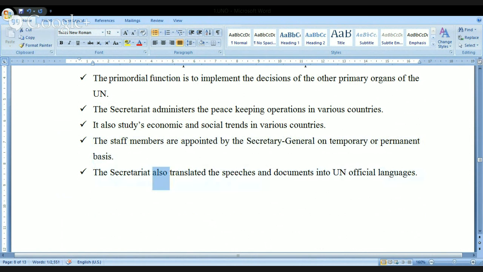Yesterday when I was talking to you, I told you that there are 6 official languages in the UNO: Arabic, Chinese, English, French, Russian, and Spanish. But if somebody presents a document in Spanish or French or Russian, how will the remaining members understand? That is the reason why the responsibility of the United Nations Secretariat, apart from other functions, is to also translate the documents into other languages so that the remaining members will understand the content. So this is about the Secretariat. Kindly remember all the points.